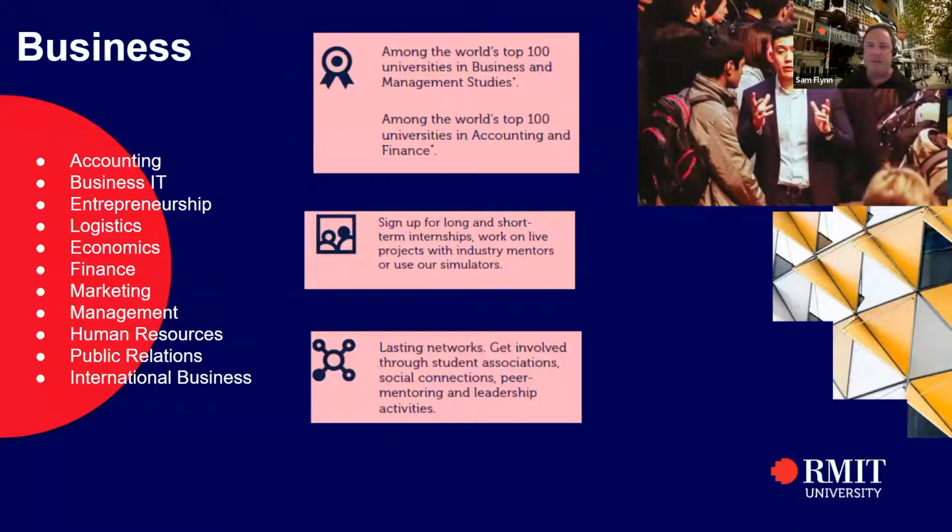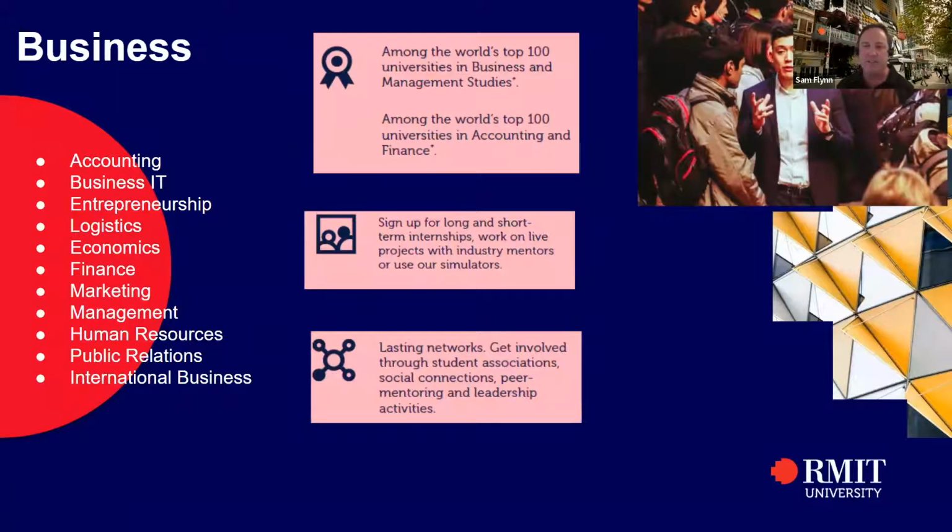So at RMIT, we have 3 colleges. We have the Business College, we have the Design and Social Context College, and we have the Science, Technology, Engineering and Maths College. So Business College, we specialise in these areas that you can see here on the list.